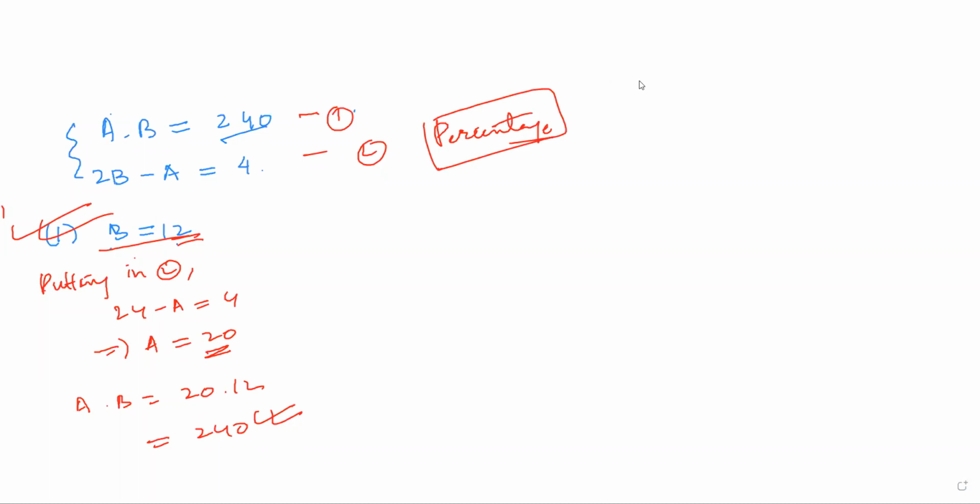Percentage questions. So first of all, let's understand what is percentage. I believe you know what you mean by percentage. Percentage means out of 100. It is the way to compare two unequal quantities. Why is the percentage created?